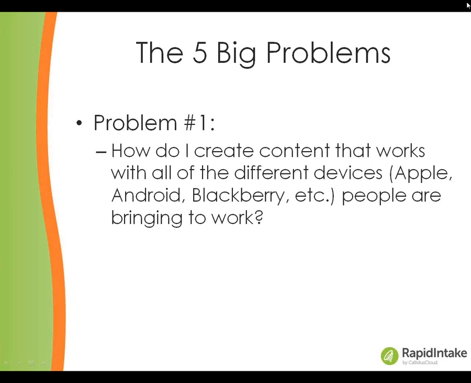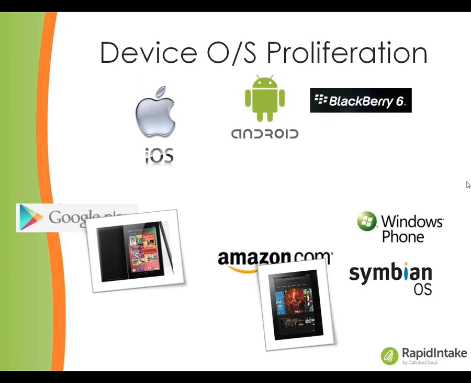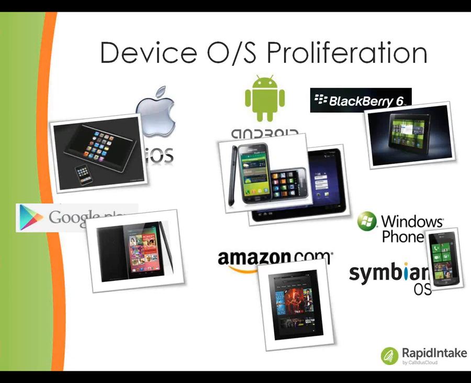So number one is, how do I create content that works with all the different devices, Apple, Android, Blackberry, etc., that people are bringing to work? As I'm sure you're aware, there is a proliferation of devices in the marketplace. Some of the new ones, such as Google and Amazon, that I have here first, and then some of the older ones, Android, Apple iOS. None of them are very old, obviously. It's an exciting time with a lot of new things happening.